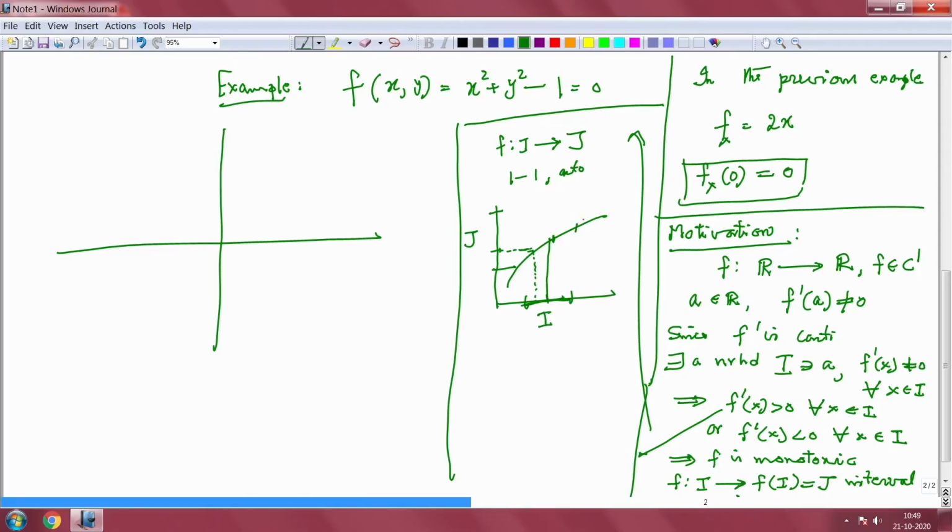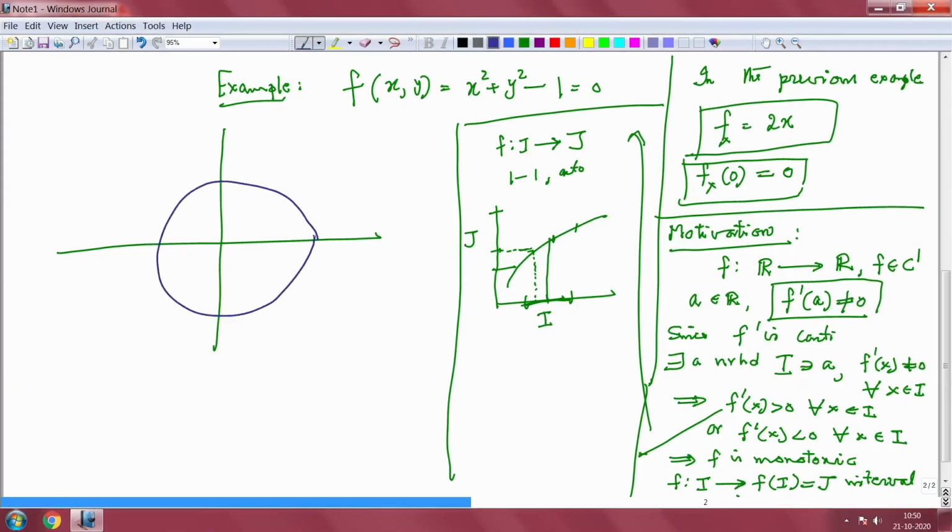So, if somehow the derivative is non-vanishing in one dimension, you already know that there is solvability, and that is what we have observed in the previous example. Okay. Now, let us come back to this equation. This equation is nothing but the equation of the circle. You see, this is the equation of the circle here.